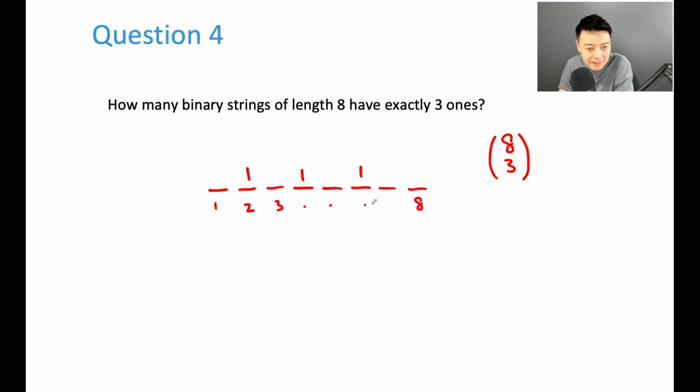Okay, now the second part of this question is that we have to fill in the 0s as well, but there's only one way to fill in the rest of the 0s. So I guess you can look at this as, how much do we have for 5 choose 5, right? So we only have 5 positions left to choose 5 0s. So this is basically 1, so our answer is really just 8 choose 3. Okay, so how many binary strings of length 8 have exactly 3 ones? So 8 choose 3.